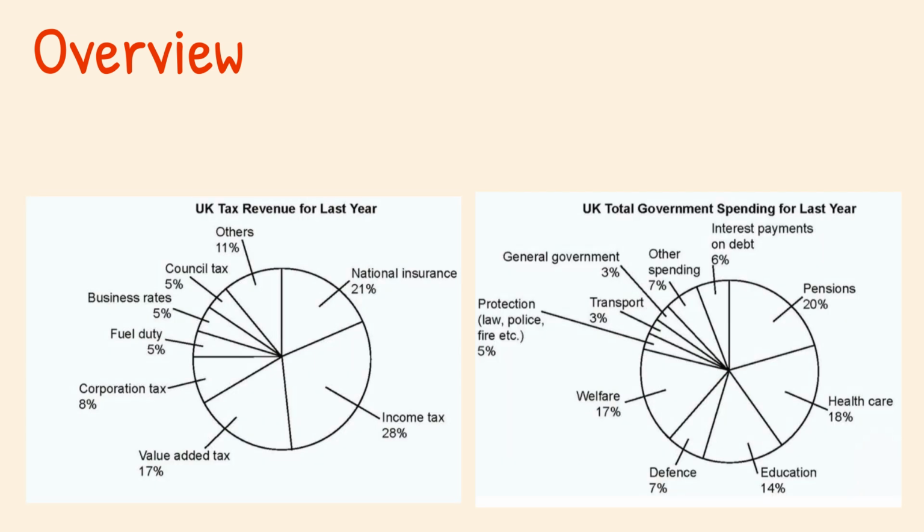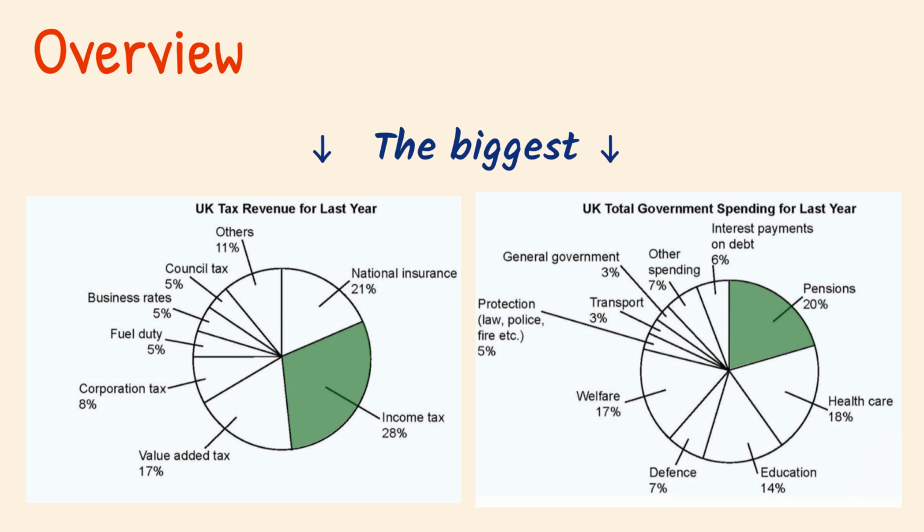Now, in writing our overview paragraph, we have to take a look at both charts and analyze what feature stands out more than other features. Sometimes we write about the biggest. So what is the biggest source of income? As you can see, income tax was the biggest source of revenue for the UK. And the largest expenditure was pensions, which is 20%.